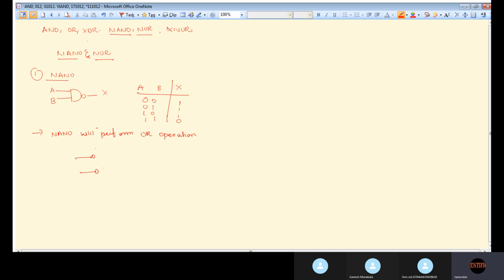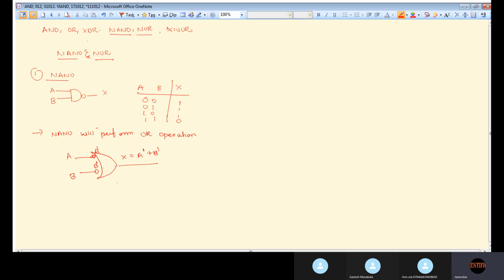Simply take two inputs. So these are the bubbled inputs. So A, if I am giving here, it will be A invert. B I am giving here, it will be B invert. These inverted inputs, if you are giving to an OR gate, what is the output you are getting? X is equal to A complement plus B complement.